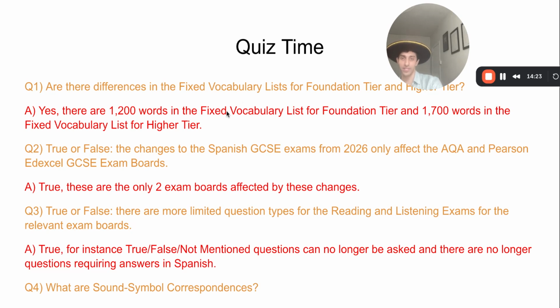Okay, and here is the answer. So sound symbol correspondence refers to the sounds that are produced by certain letters or letter combinations in a particular language, such as Spanish. Both of the new tasks for these two exam boards do focus on or have a lot to do with sound symbol correspondences, so revising or working on that can be really beneficial if you're doing AQA or Pearson Edexcel GCSE for your Spanish from 2026 onwards.